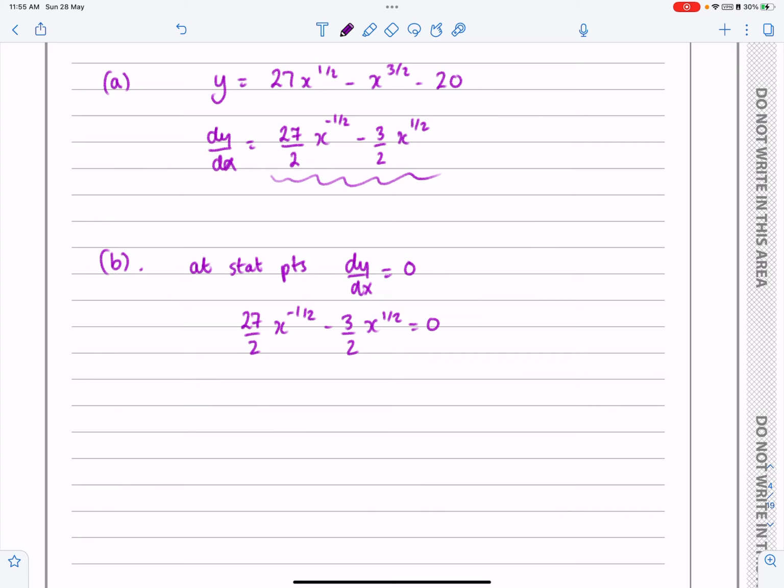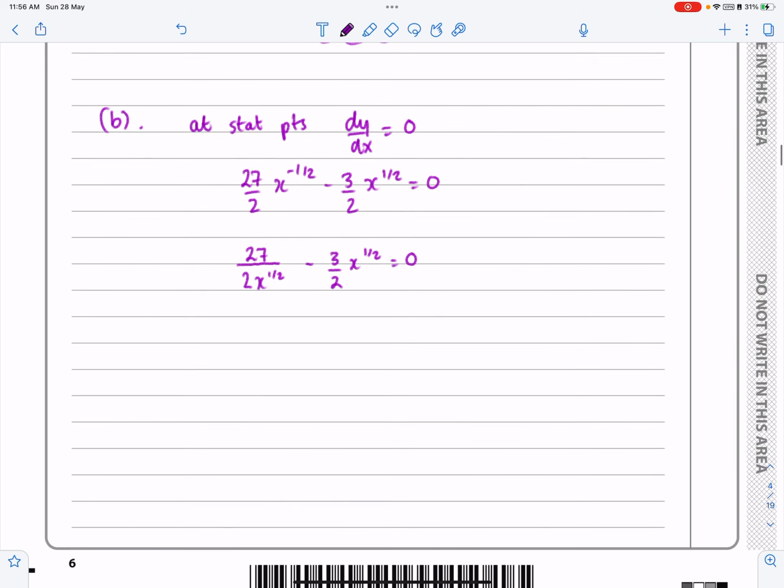So now I do need to sort out this x to the minus a half. X to the minus a half is the same as 1 over x to the half. It's got to come down now. So if I do that, I end up with 27 over 2x to the half. That's my first term. I'm not touching the second term. That's all okay. Equals 0. And now one of the simplest ways to do this is take the negative term over to the other side. So I get 3 over 2x to the half here.